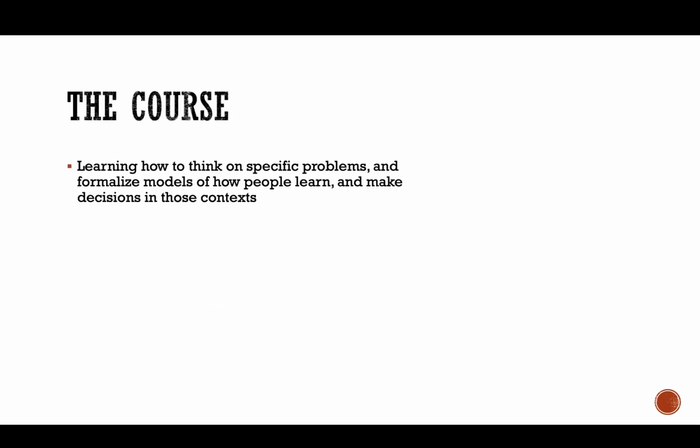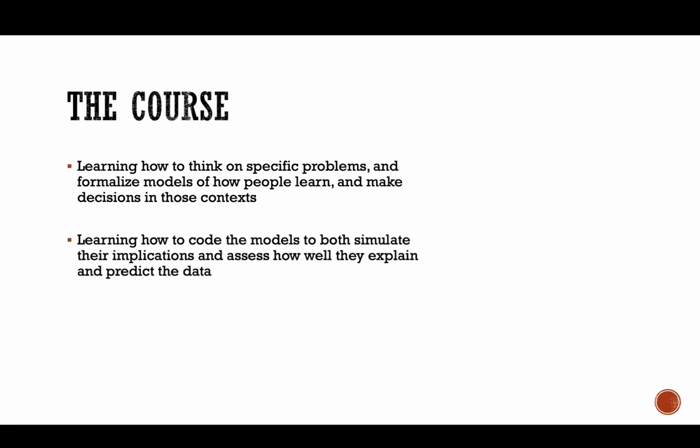Okay, so we learn how to think of specific problems and formalize models of how people learn and make decisions in this context. We learn how to code the models to both simulate their implications and assess how well they explain and predict the data. And we'll focus on the modeling process, right? Getting from our intuition of the data generating mechanism onto lines of computer code, more than on the models available. We will be mentioning and discussing models that are available, but we will really focus on the modeling more than on the models.